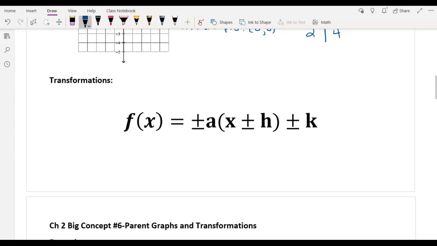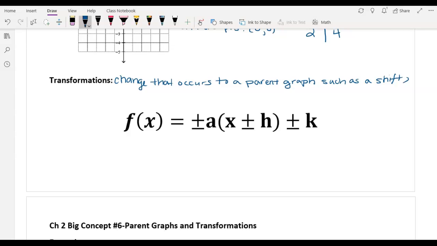So, what is a transformation? A transformation is a change that occurs to a parent graph, such as a shift, reflection, compression, or stretch. So here is a very, very basic example.